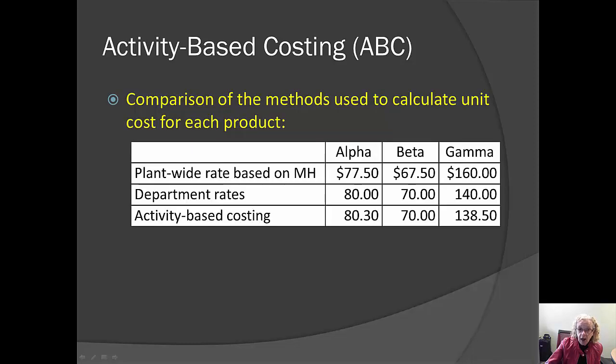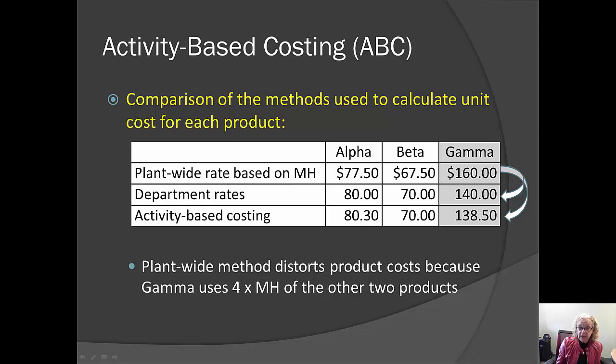I made you a chart of the results that we got for each of the products under the three methods that we explored: the single plant-wide rate based on machine hours, departmental rates, and activity-based costing. The first thing that we notice is that the values that we computed under a single plant-wide rate are significantly different from the values under departmental rates or activity-based costing.